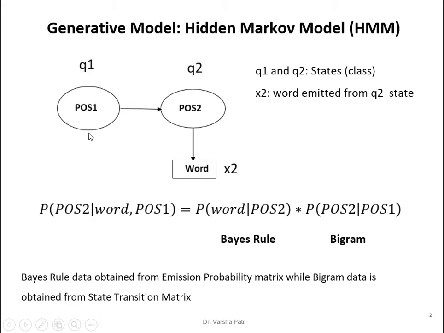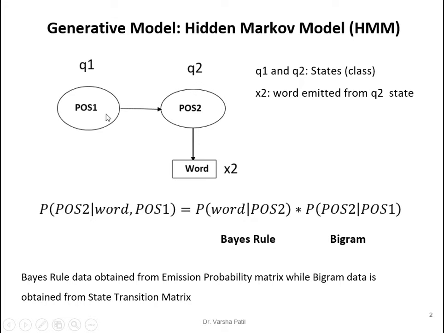Now in this diagram, this POS is the part of speech tag of the previous word, this is the part of speech tag of the current word, and this is the current word. Now we have to determine the part of speech tag of the current word. To determine it, we require the previous tag and the current word. So this is nothing but the state transition probability. For example, Q1 and Q2. Q1 is the previous state, Q2 is the current state.